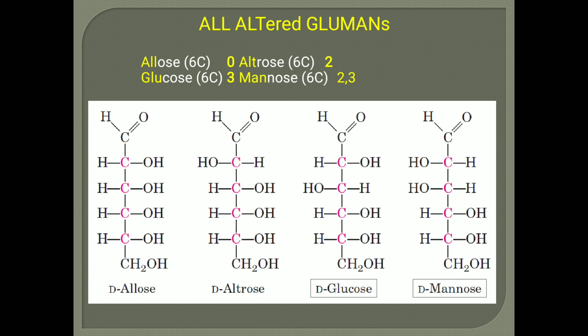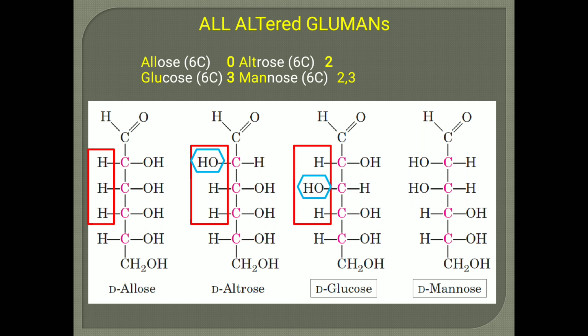So in this we can see that in allose, of all the 3 carbons in consideration, the OH is on the left side, none is on the right side. In case of altrose, out of the 3 carbons, the second position carbon OH is on the right side. Now, in case of glucose, out of the 3, the third carbon position OH is on the right side. And in case of mannose, we can see that out of the 3 in consideration, second and third carbon OH is on the right side.